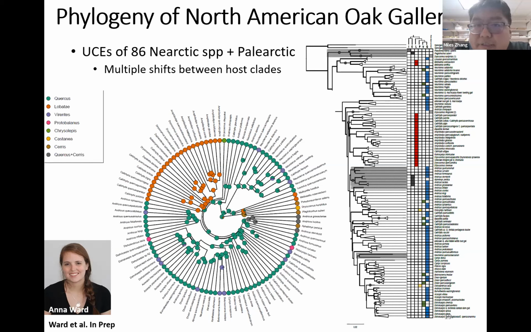And what we have noticed immediately is that there are multiple shifts between these different host clades, right? So like I mentioned before, the oaks are divided into multiple sections. And when you look at the phylogeny, you see that closely related species, some are specializing in red oaks, the other ones are in white. So that denotes a host shift between these clades.